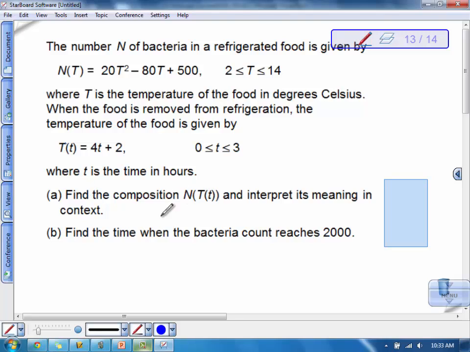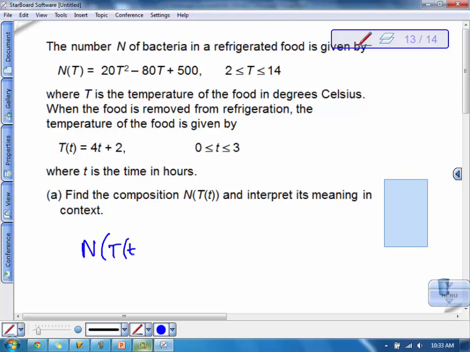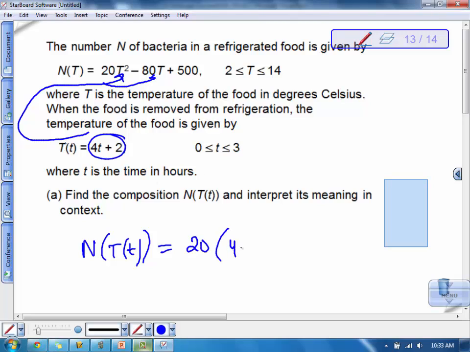All right, so if we want to find the composition of this, let me just get this out of the way so I can do some work here. The time in terms of t is this function. I'm going to stick that into the domain of this function. So my n of t, I'm going to take this function right here and stick it in for the domain, right there and right there. So I'm going to have 20 times this function squared minus 80 times this function right here plus 500. So take a second to see what I did. What I did is I took this function right here and I just put it into the domain of this function n.